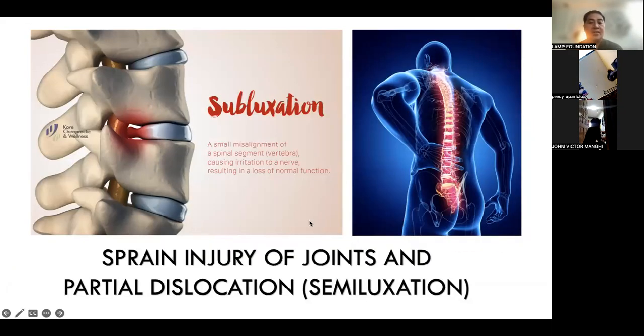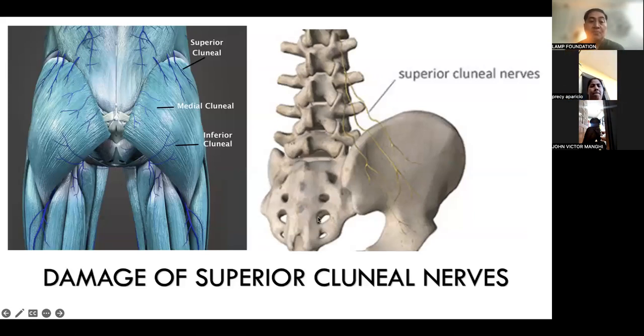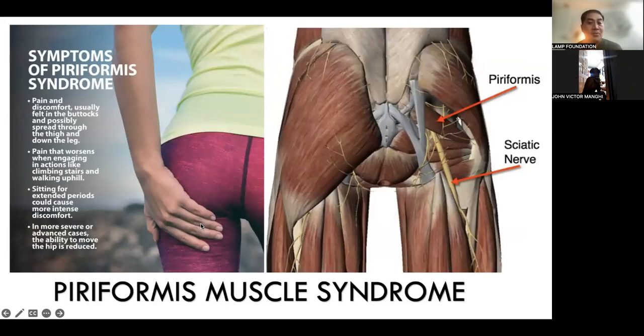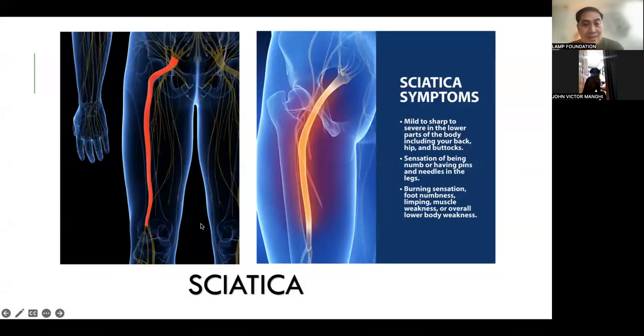Sprain injury of joints and partial dislocation, or subluxation, or semi-luxation, is caused by imbalance of force on the muscles from, again, improper posture. Damage of superior cluneal nerves is caused by sudden rotation to the right and left side. So please be careful when you rotate to the right or left. It might damage your superior cluneal nerve and will give you a lot of LBP. Piriformis muscle syndrome is caused by overstrain of the piriformis muscle. I'm sure our students in anatomy and physiology are very familiar with this muscle. Sciatica is caused by interstitial neuritis or compression of the sciatic nerve.